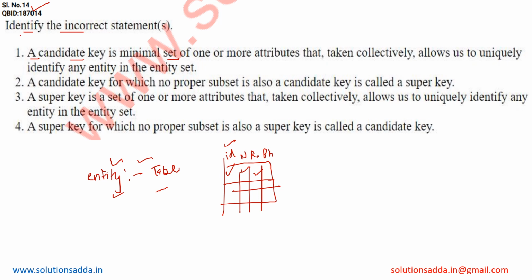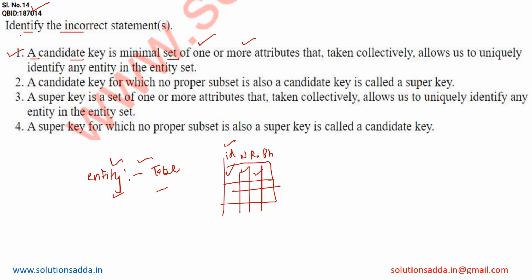So a single attribute can also identify the rest of the data. Here exactly what they are talking about is that a candidate key is a minimal set of either one attribute or more than one attribute, and they taken collectively uniquely identify the table. Okay, right? So this statement will be correct, but we need to identify the incorrect statement. So let's read the next option.